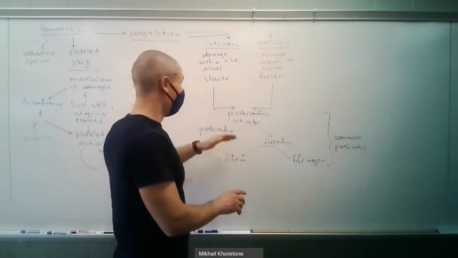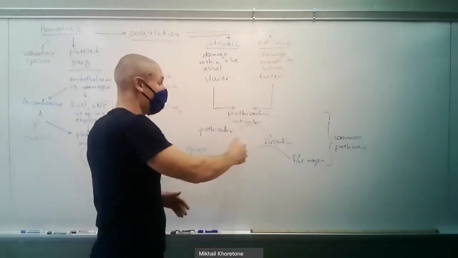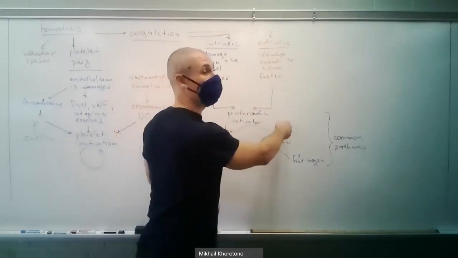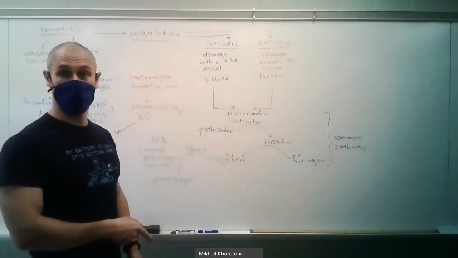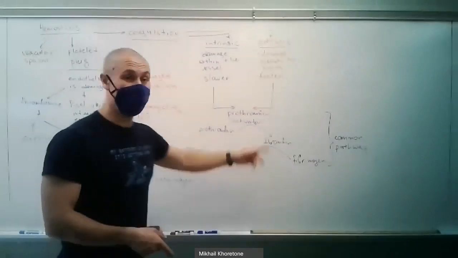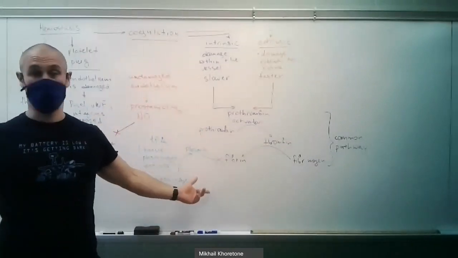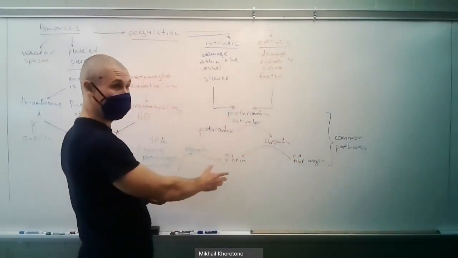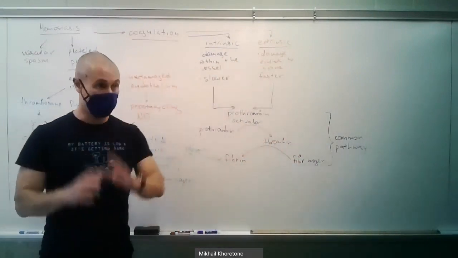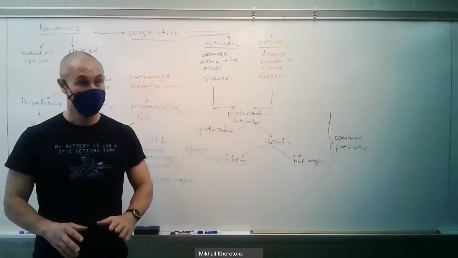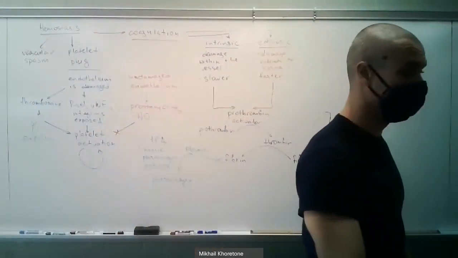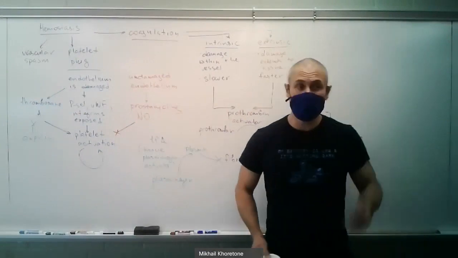Now, thrombin activated doesn't become thrombin. It activates prothrombin, so it will be thrombin. Thrombin does not become fibrin. Thrombin activates fibrinogen, which becomes fibrin. Am I clear? Good. That's kind of it for hemostasis.